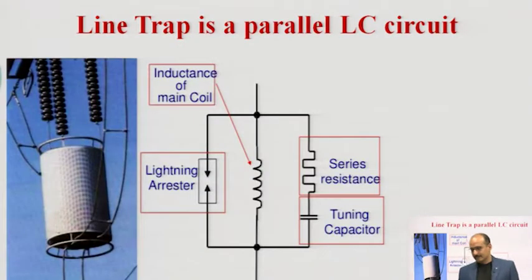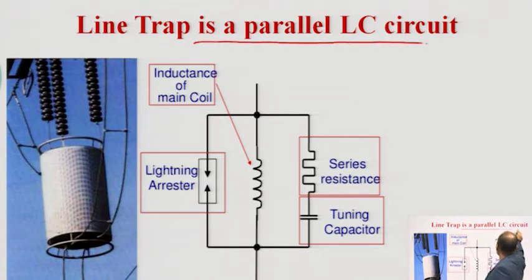Then next, what is the internal structure of a line trap? Basically, this is a very important question, many times in university examinations as a 2 marks question, this question is asked: what is basically a line trap? So, a line trap is a parallel LC circuit. You can see in this diagram, this is a parallel combination of a lightning arrestor, an inductance or main coil, and a series resistance with the tuning capacitor.